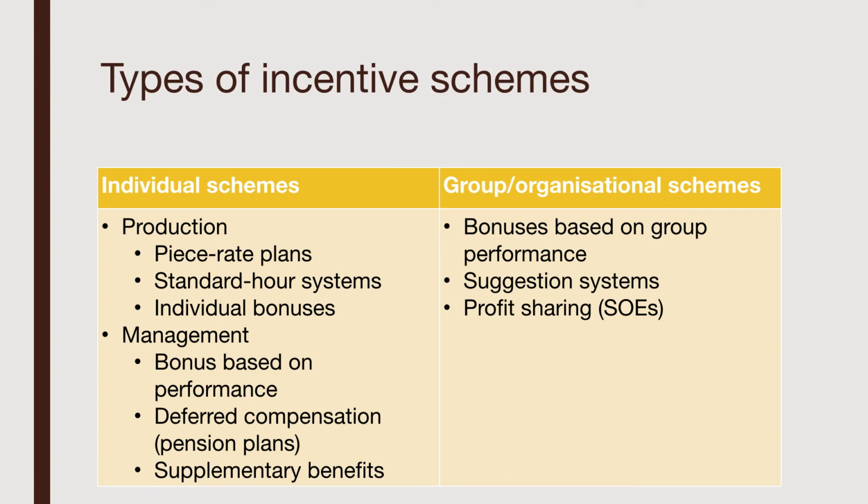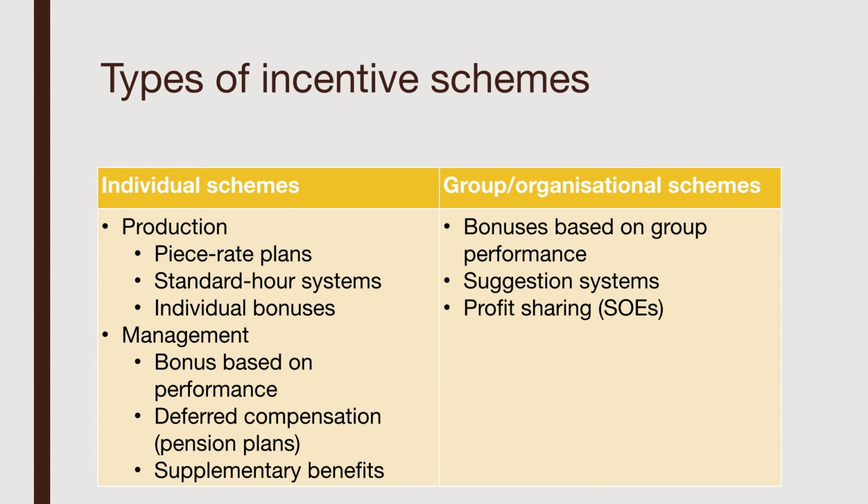We are able to differentiate between different types of incentive schemes. They are the individual schemes and the group or organizational schemes. Under individual schemes, we find two types, namely production and management incentives. Production incentives speak about piece rate plans, and this is usually where individual pay is directly linked to a number of units that are produced. For instance, a number of houses that can be linked to the receiving of a particular bonus.